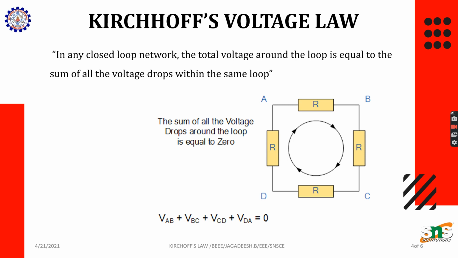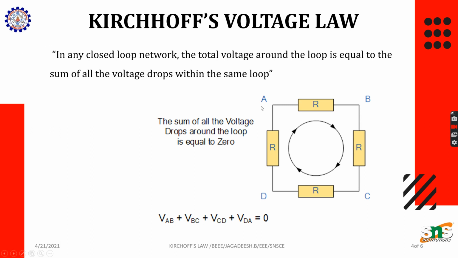In simple words, the potential drop, I mean the voltage drop, and the voltage rise. Potential drop is equal to potential rise. In a closed path, when the circuit has a resistance, definitely there will be voltage drops. So the total voltage around the loop is equal to the sum of voltage drops around the loop.